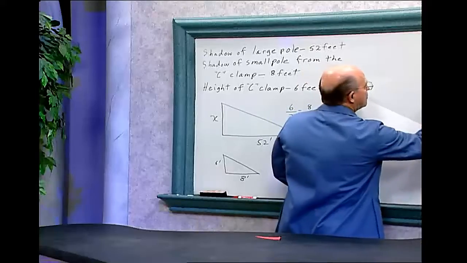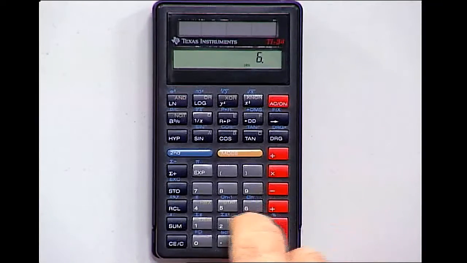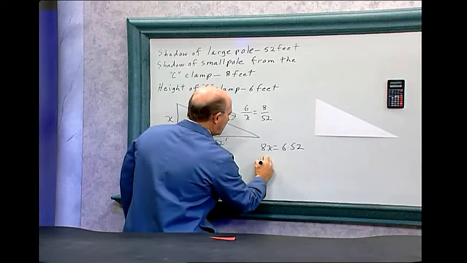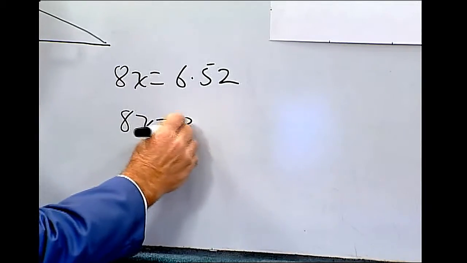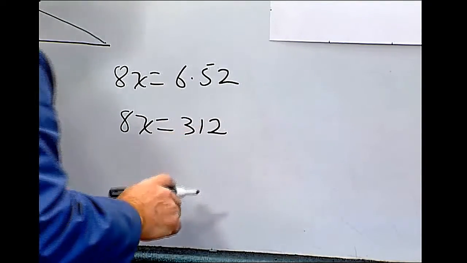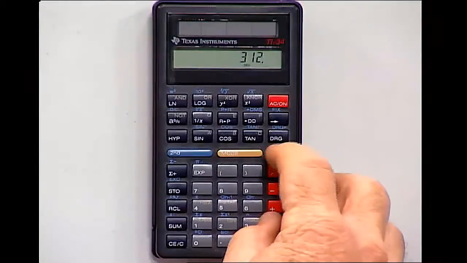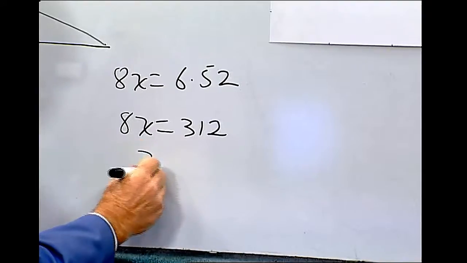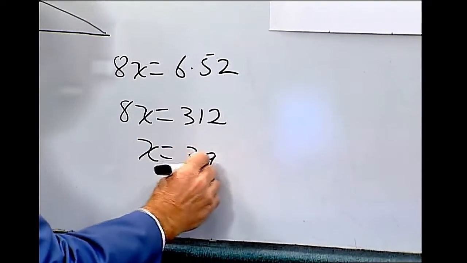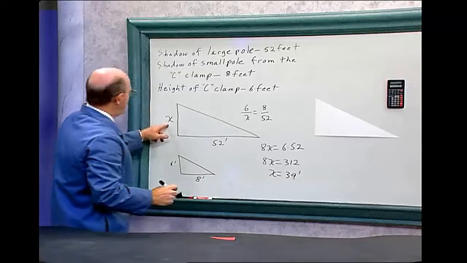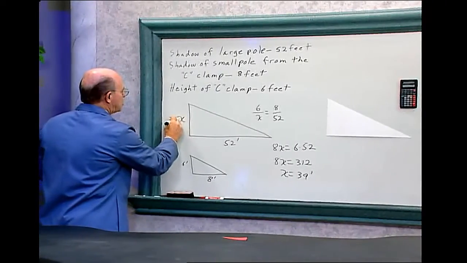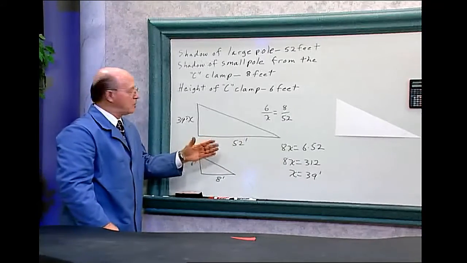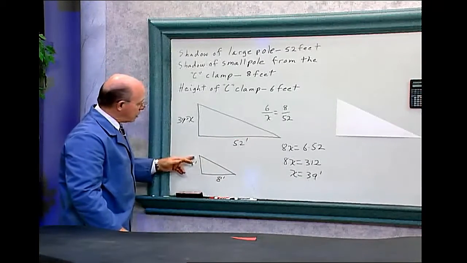We go to the calculator. 6 times 52 equals 312. 8x equals 312. Divide by 8. So x equals 39 feet. And so this dimension is 39 feet, just by measuring the shadow of both and knowing this known height.